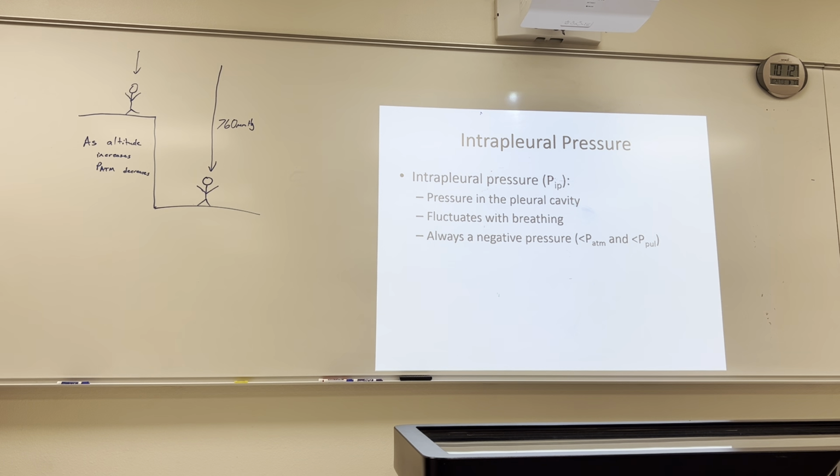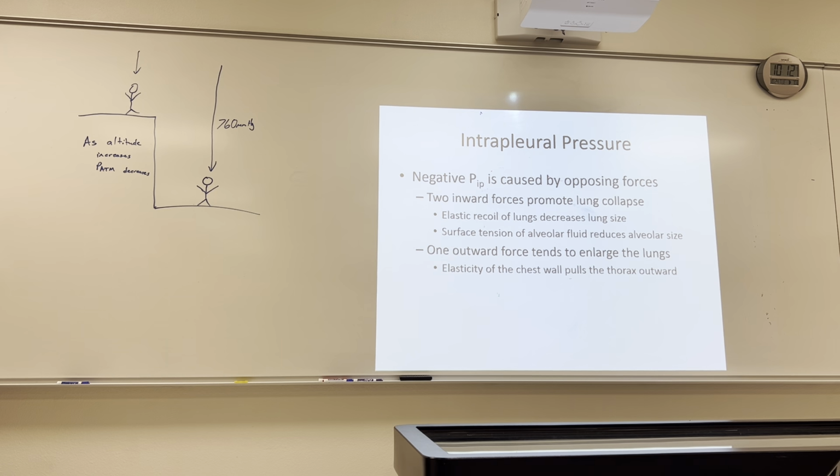The next pressure that we need to talk about is called the intrapleural pressure. This is the pressure in the pleural cavity. This also fluctuates with breathing, but this one is always negative. Relative to the atmosphere and relative to the inside of the lungs, it's always negative. When we say negative pressure, it sucks. It's pulling out. So the negative pressure here, this is important. It has to be less than the atmospheric pressure, and it has to be less than the pressure of the lungs, because this is the thing that keeps your lungs inflated.